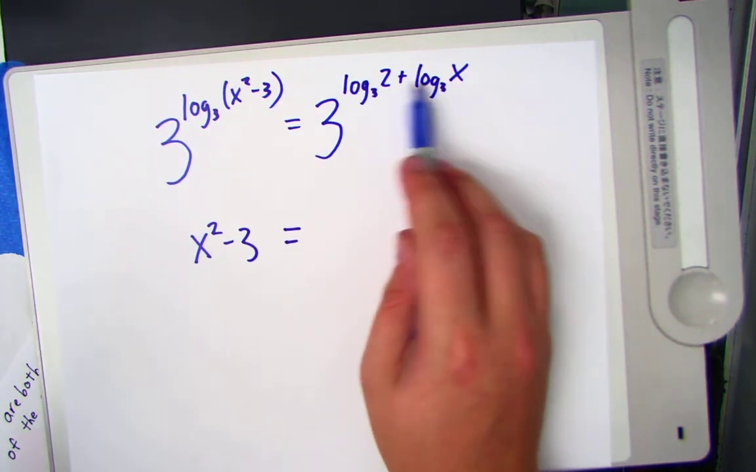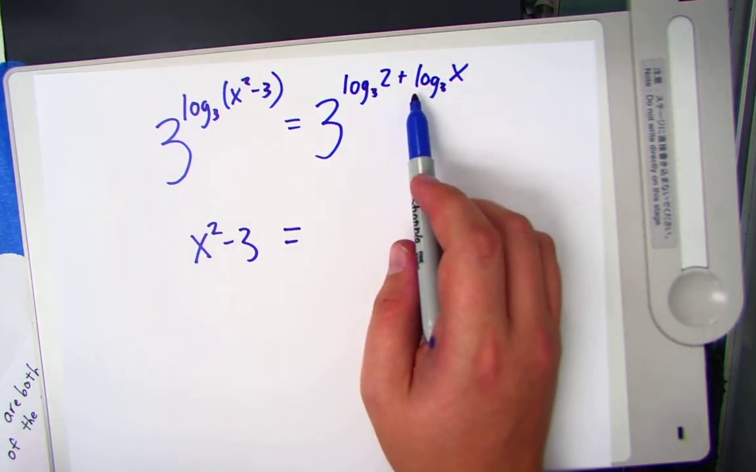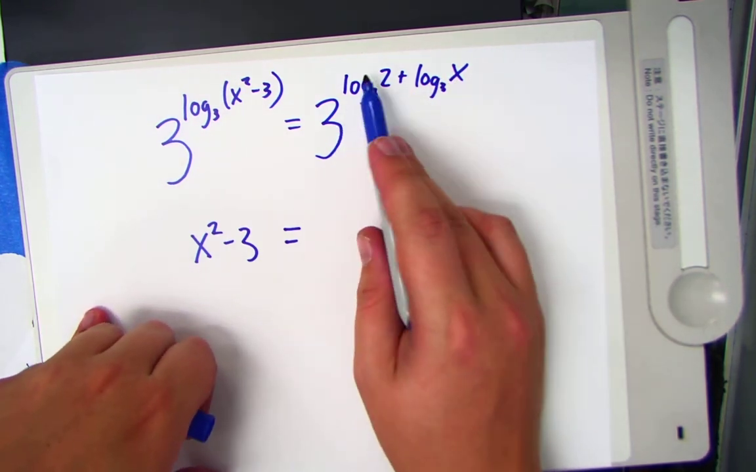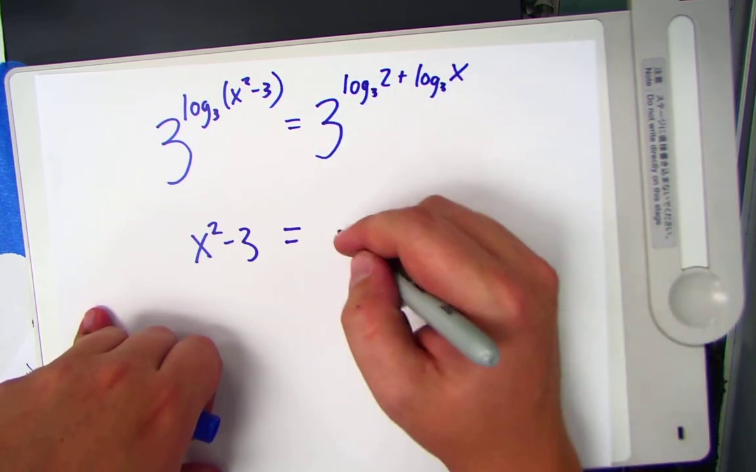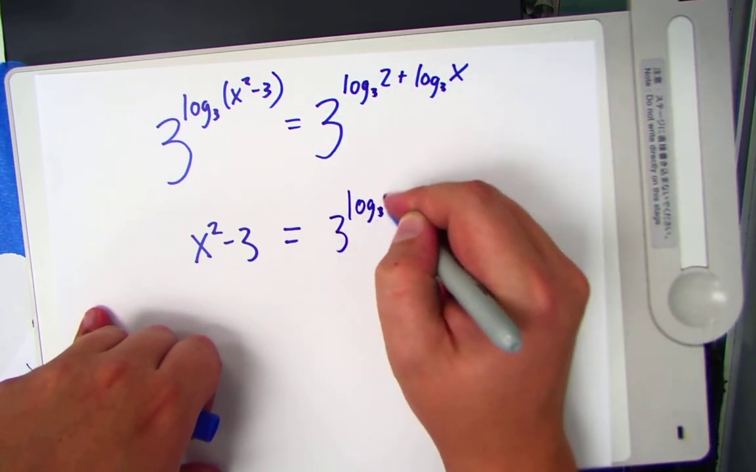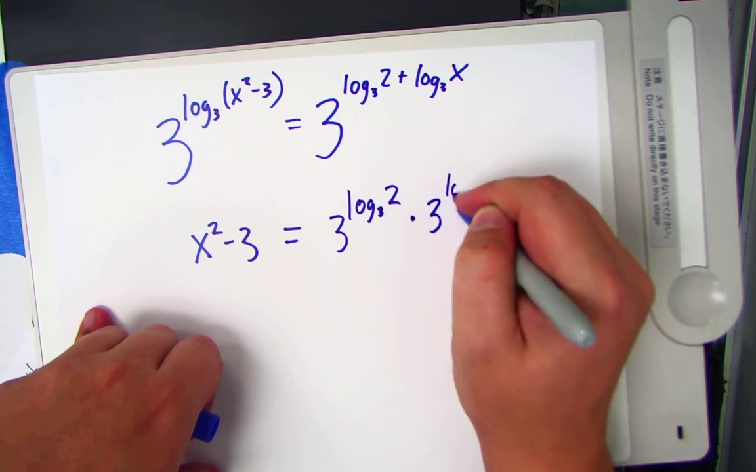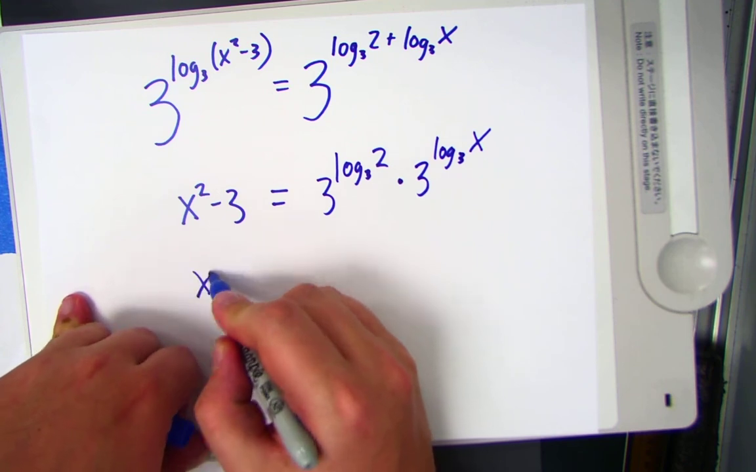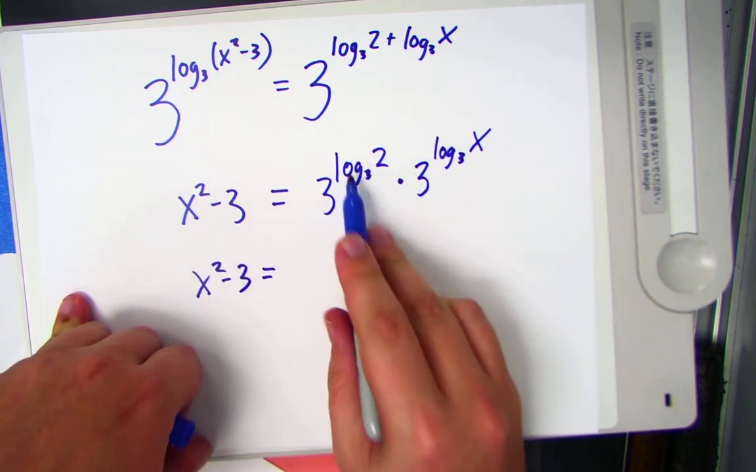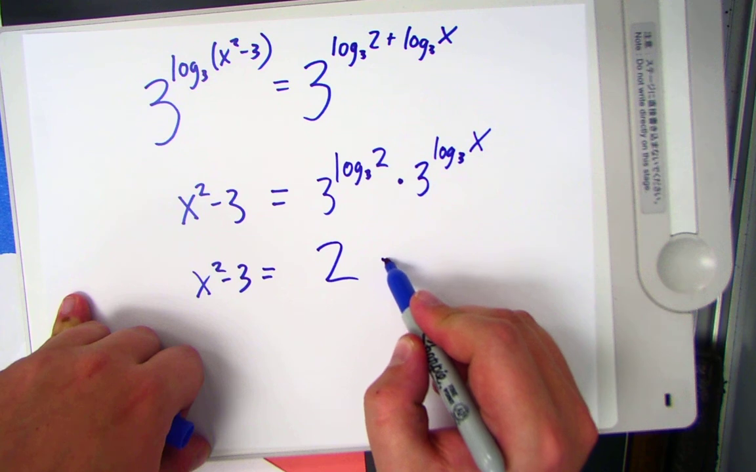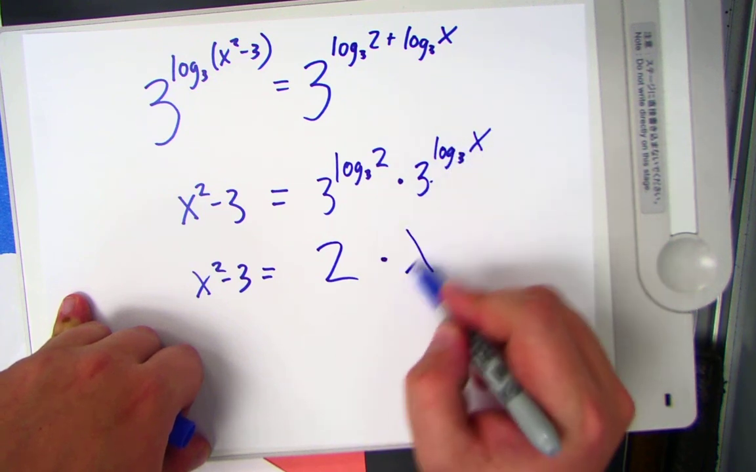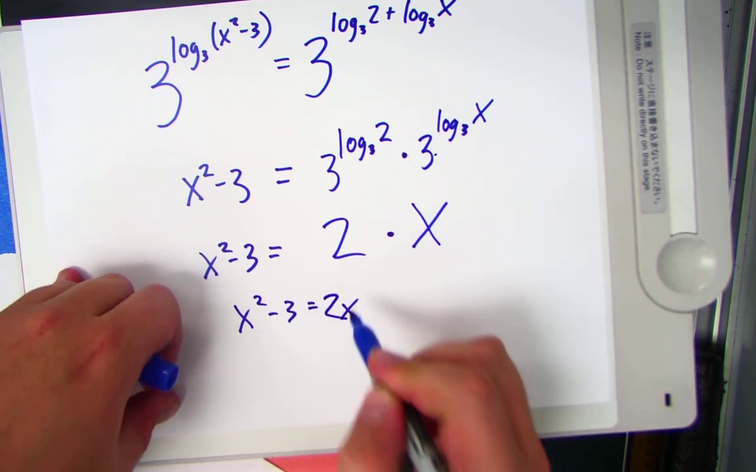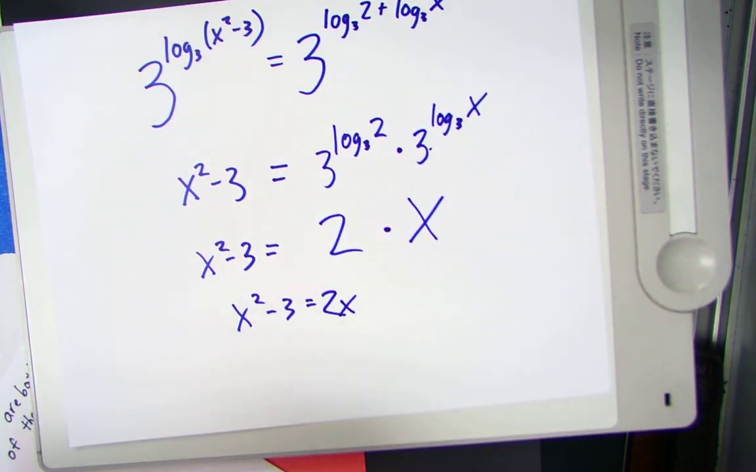here at this point, maybe I think to combine the logs using my product property, I can condense it down. Or maybe I think 3 to the a plus b is 3 to the a times 3 to the b, so maybe I write it as 3 to the log base 3 of 2 times 3 to the log base 3 of x. And then I think to myself, well, that means x squared minus 3 equals 3 to the log base 3 of 2, that cancels into 2. 3 to the log base 3 of x cancels into x. So I get x squared minus 3 equals 2x, which is what I had before. It's kind of an all roads lead to Rome type deal.